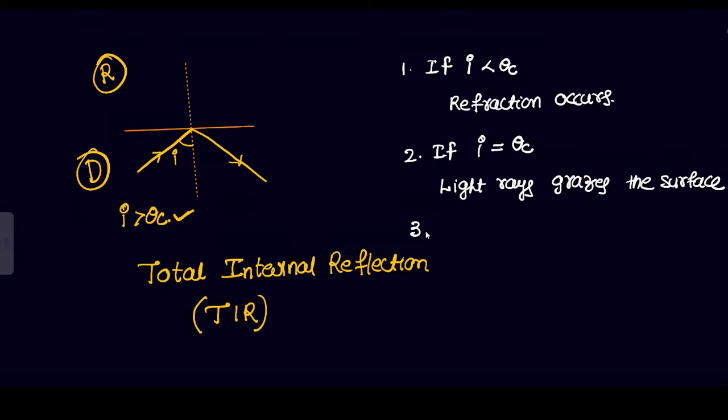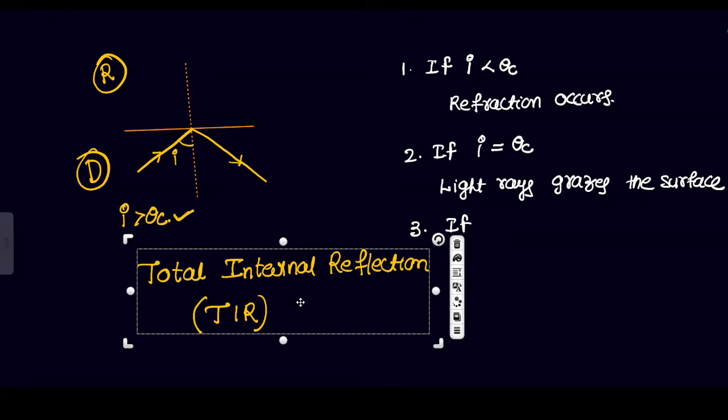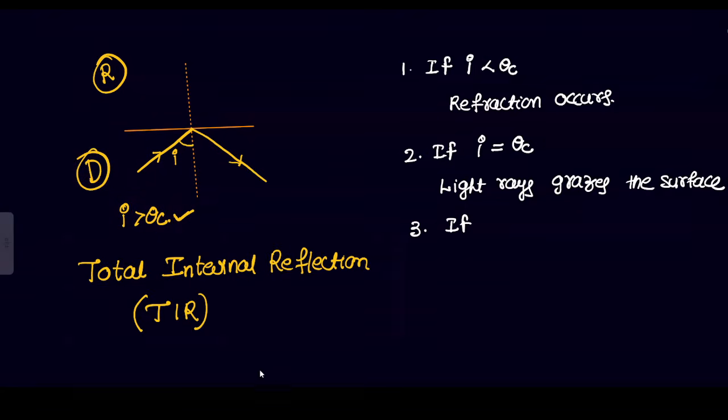Next, the third one: if I is greater than theta c, then what happens? TIR occurs.